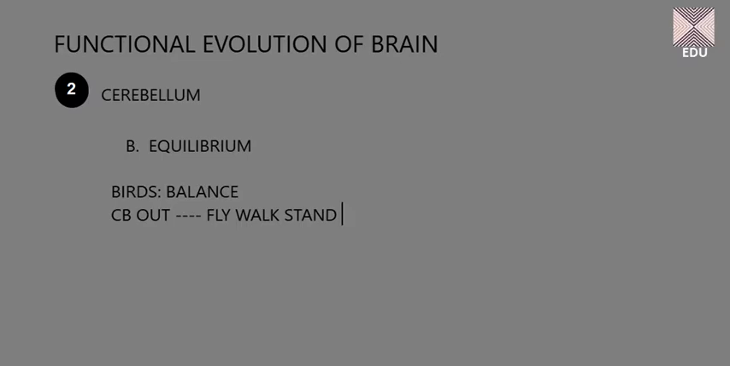One more thing which scientists have seen after the removal of the cerebellum: birds cannot fly, walk or stand, but they can eat and they can drink. That means the eating center is not under the control of the cerebellum. The drinking center or the thirst center is not under the control of the cerebellum. So the cerebellum is more in relation to the movement and the equilibrium or the postural control in the case of the birds.